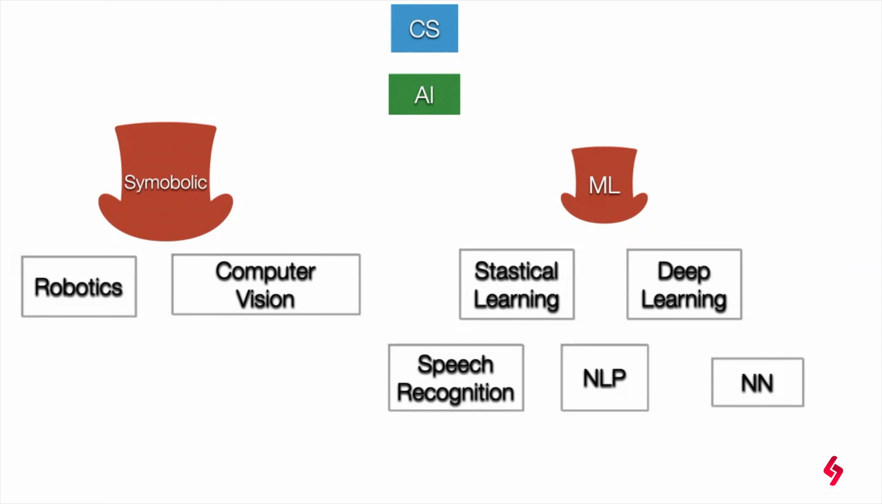Like this, the tree will go, and there will be a question from your end: why are you putting computer vision under symbolic learning, right? I will tell you one thing. Computer vision deals with image processing, and machine learning mostly deals with pattern recognition.